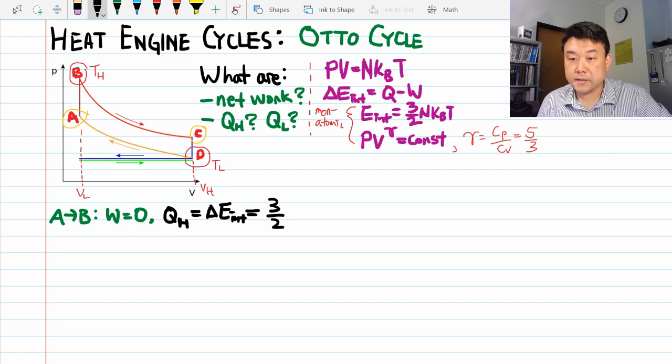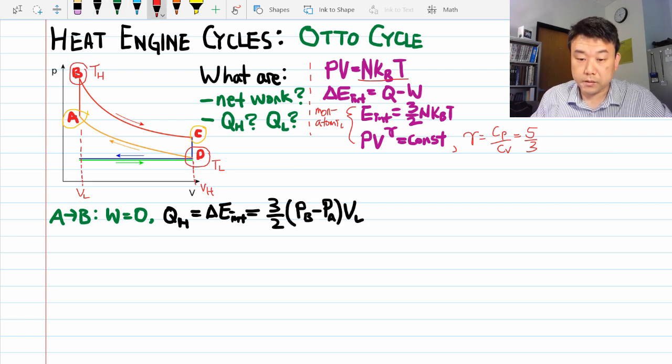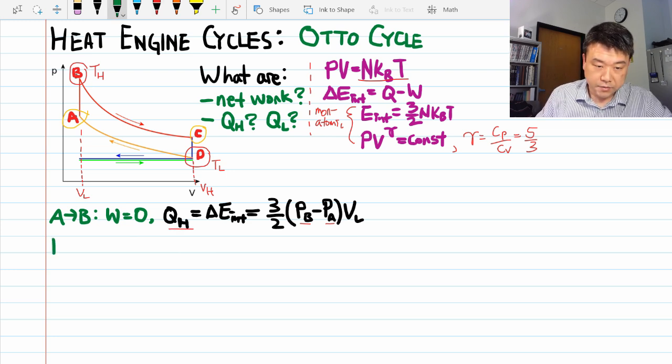And the heat input is equal to the change of the internal energy. I can write this in terms of the difference in temperature, but using the ideal gas law, I'm going to rewrite it in terms of pressure and volume. And later on, we'll eliminate these additional unknowns we just introduced. And one more thing, I'm labeling this as QH because that's the only place where there's a heat input to the system.